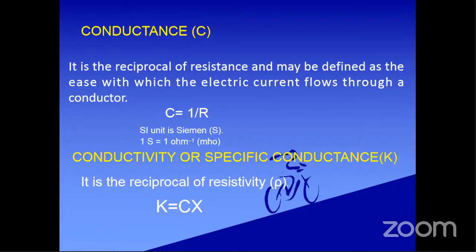What is the cell constant? Cell constant X equals L by A. That is the relation. So K equals C into X. This is the relationship between the specific conductance and the cell constant. Cell constant X equals L by A.